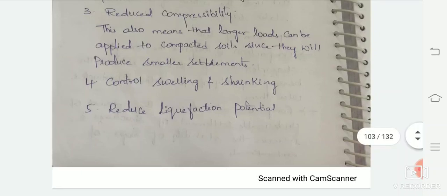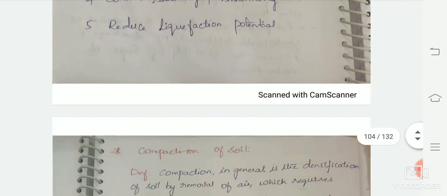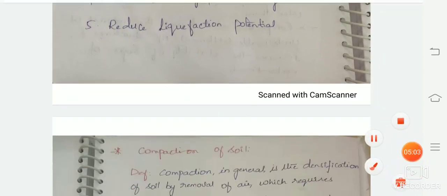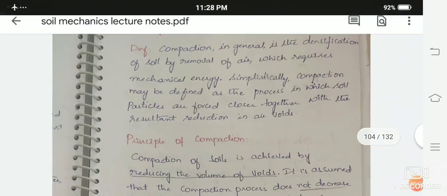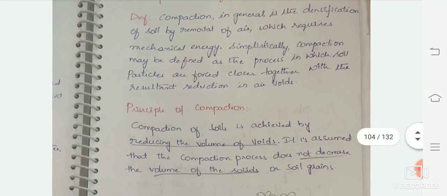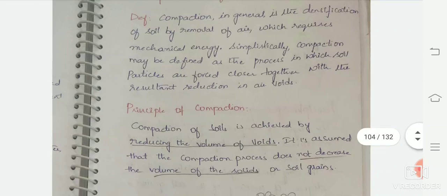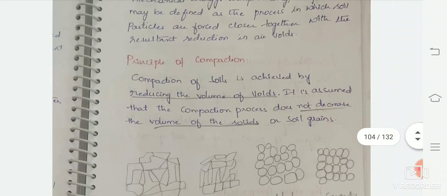Because of that, there will be removal of some pores, because of doing this compaction. Next is the definition of compaction. As we all know, compaction is densifying the soil. That means the soil is compacted by mechanical energy simply. Because of that process, the particles come together, resulting in a reduction of air voids.